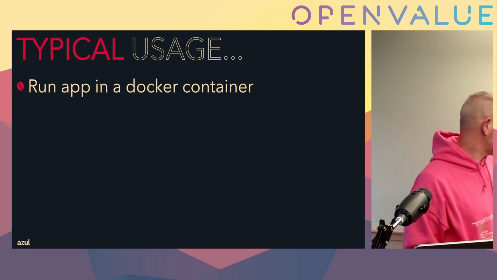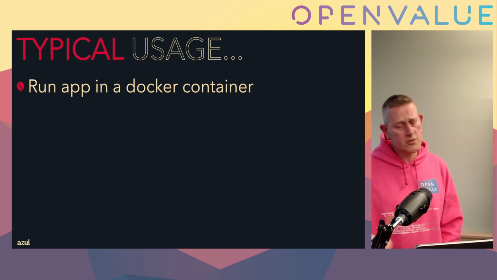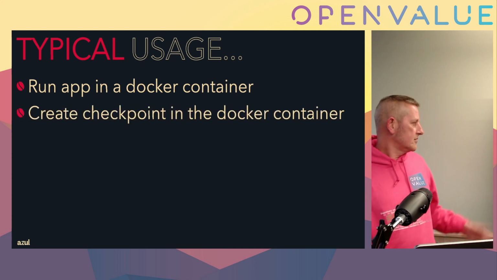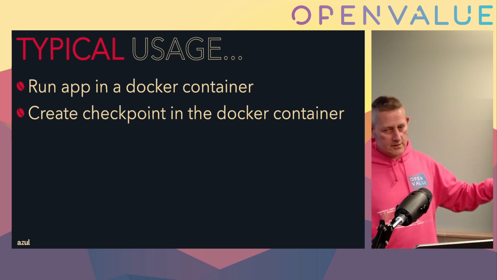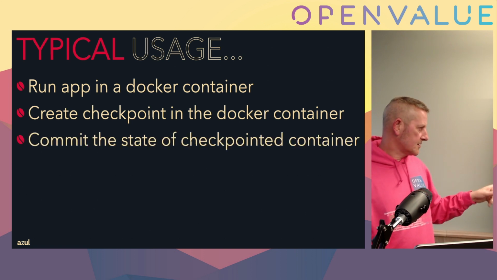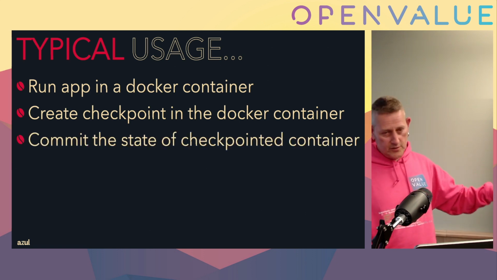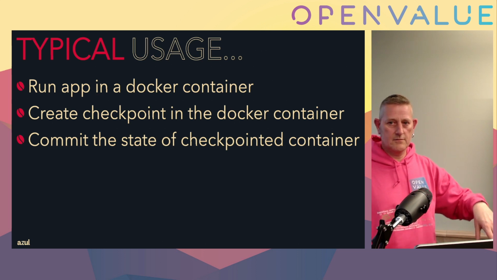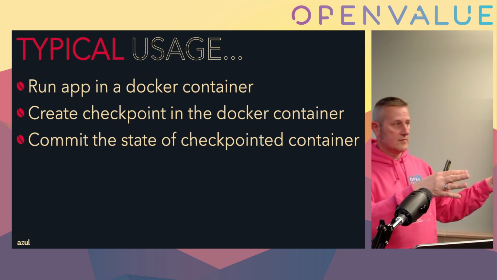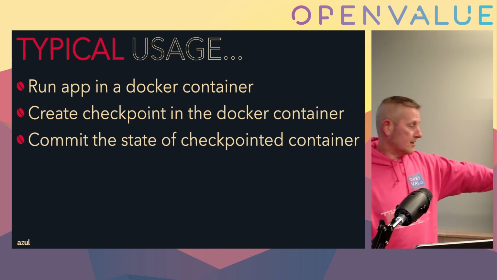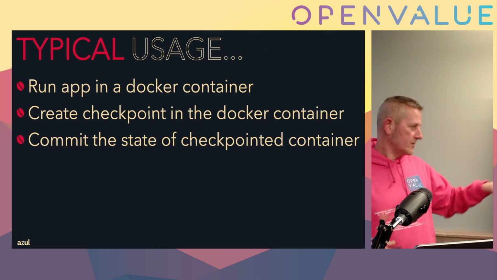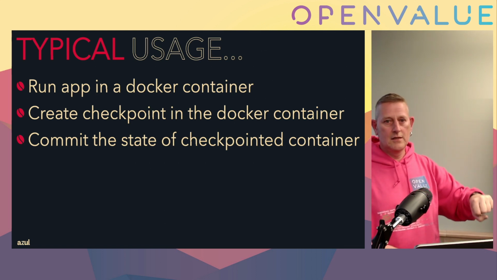So the typical use case for CRaC: usually you run your app in a Docker container or in some container, and what you do is you create the checkpoint in the Docker container. That's easy. Now we have two different possibilities. The first one is you commit the state of the checkpointed container into a new image. For this, you need a second shell from the outside. The container still needs to be running. Then you save the state in a new image, and then you have the image with the checkpointed files in the container.